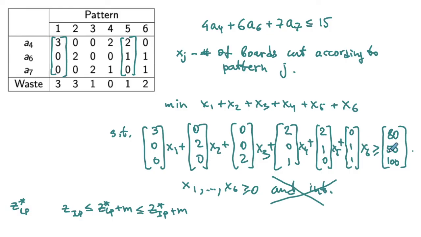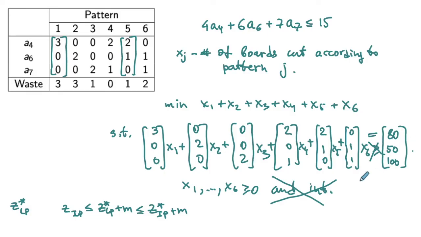Also, let's assume for simplicity that we have the equality constraint here instead of the inequality, just so that we don't have to deal with the excess variables. So from a practical perspective, this means that we are essentially targeting to satisfy the demand exactly, and we don't want to have any excess.